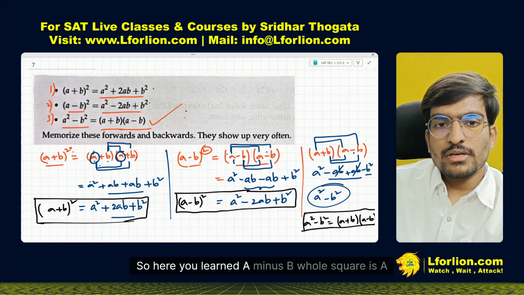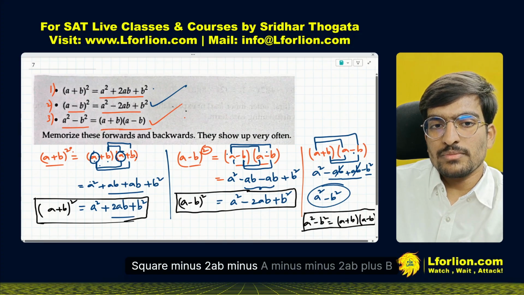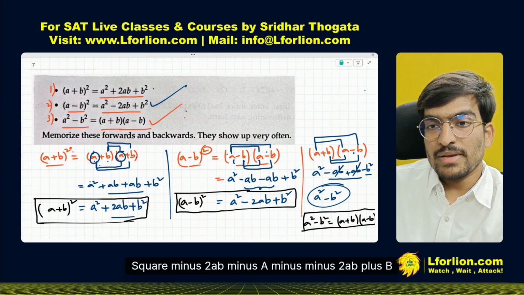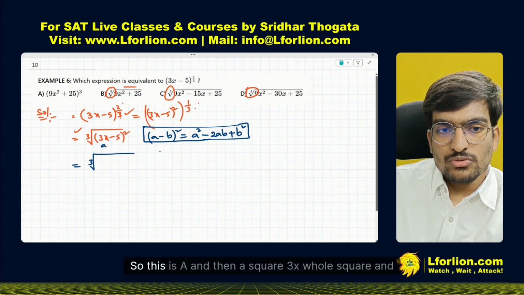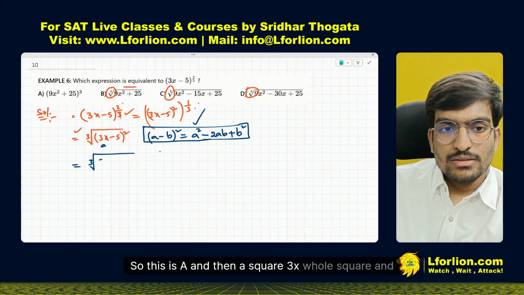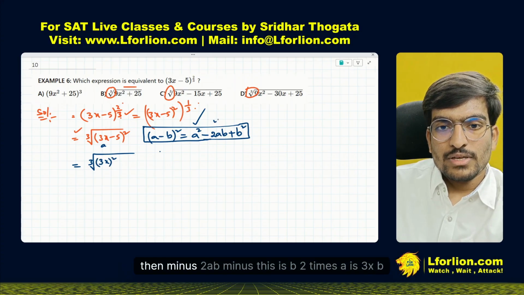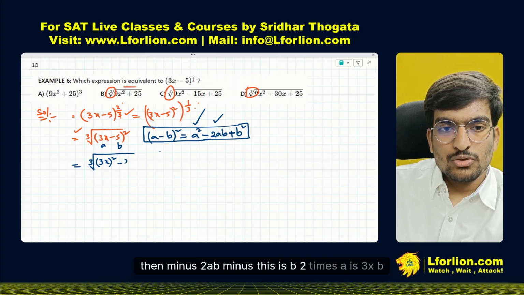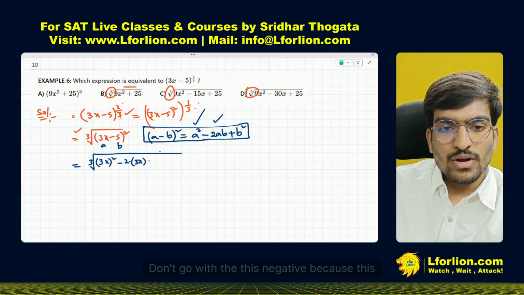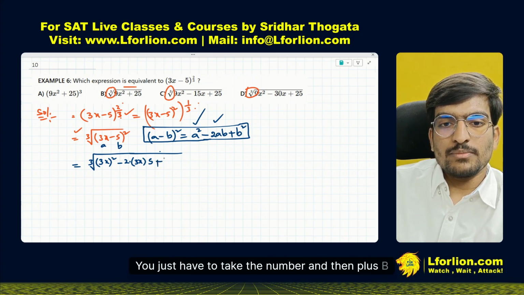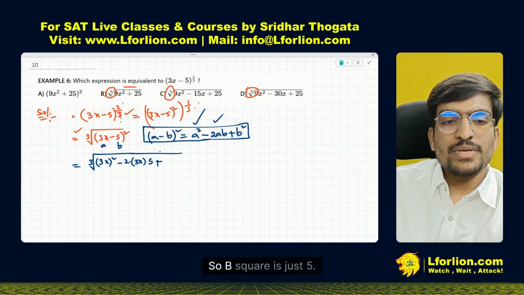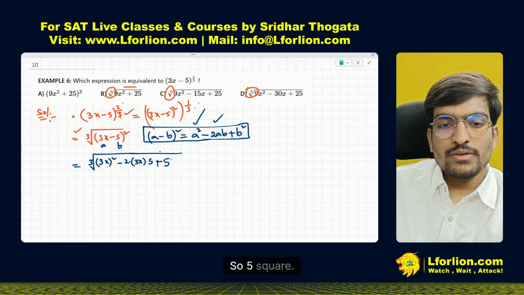So here you learned (a minus b) whole square is a square minus 2ab plus b square. So that's going to be cube root of, apply this formula, a square. This is a, so (3x) whole square, and then minus 2ab: 2 times a, which is 3x, times b, which is 5, just 5. Don't take the negative, because this negative and that negative match. You just take the number, and then plus b square. So b square is just 5 square.